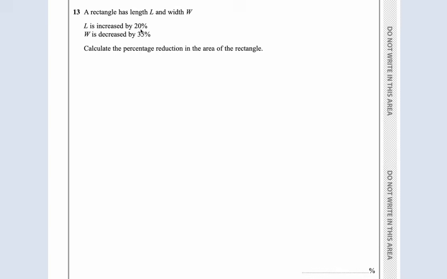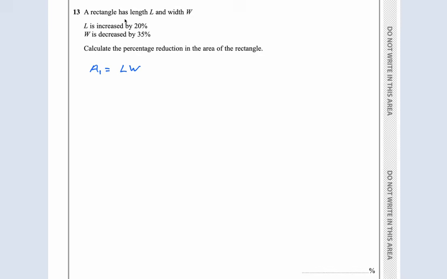Okay. Question 13. A rectangle has length L and width W. L is increased by 20%. W is decreased by 35%. Calculate the percentage reduction in the area of the rectangle. Okay, that is a good question, guys. So, the normal area is equal to L times W. This is area, let's just call it area 1. This is before the increase.